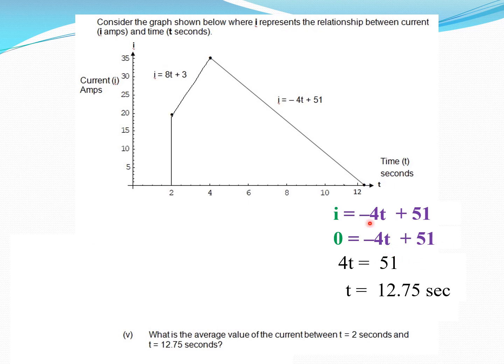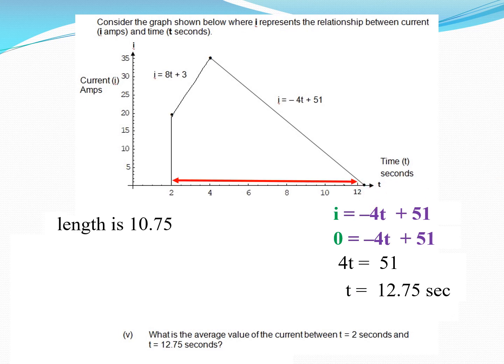So just to clarify, I equals minus 4t plus 51. When is the current 0? So put 0 in for I there. 0 is equal to minus 4t plus 51. Add 4t to both sides. 4t equals 0 plus 51. Divide both sides by 4. t equals 12.75.